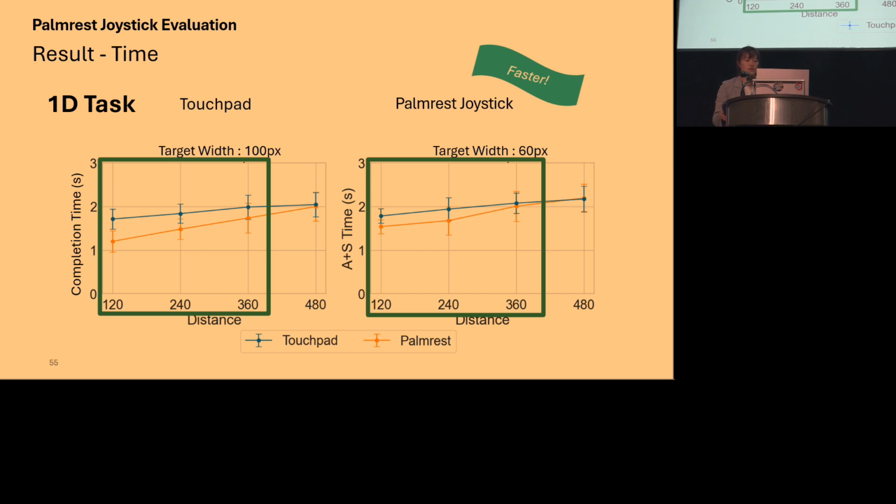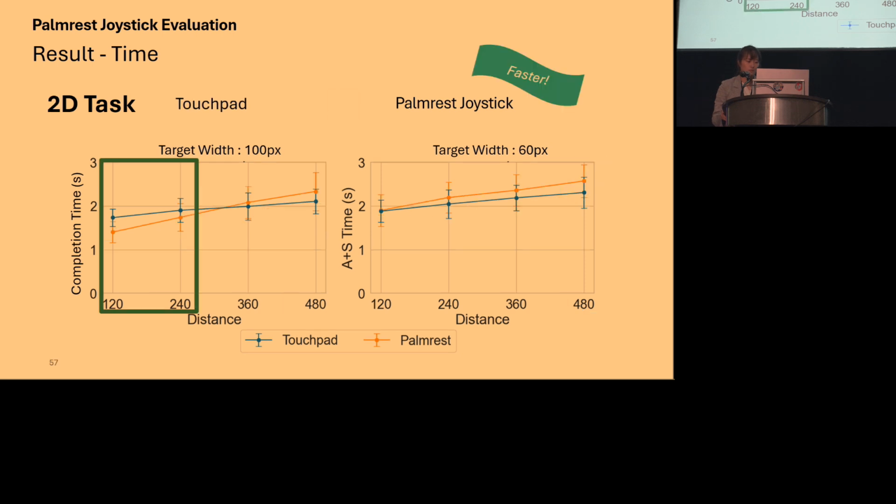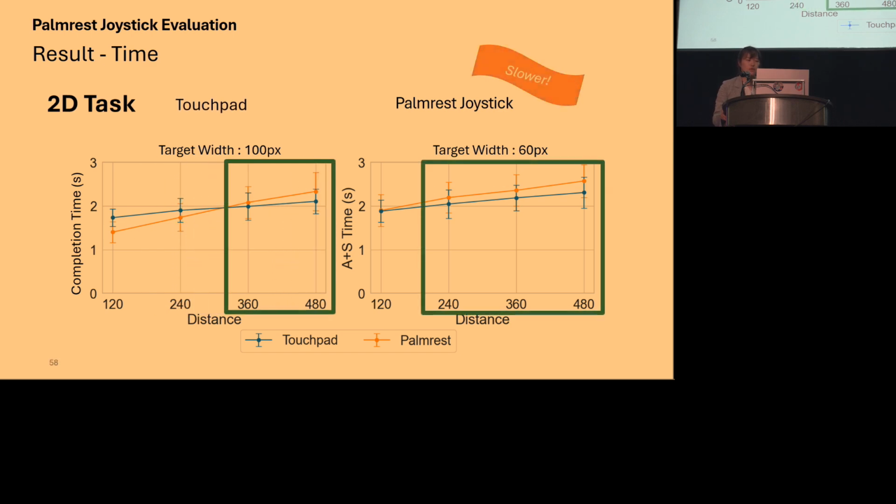In the 1-dimensional task, the Palmrest joystick was faster for most of the conditions. However, it became similar when the target distance became larger. In the 2-dimensional task, Palmrest joystick was faster than the touchpad only when the target width was large with the short distance, and otherwise it was slower than the touchpad.